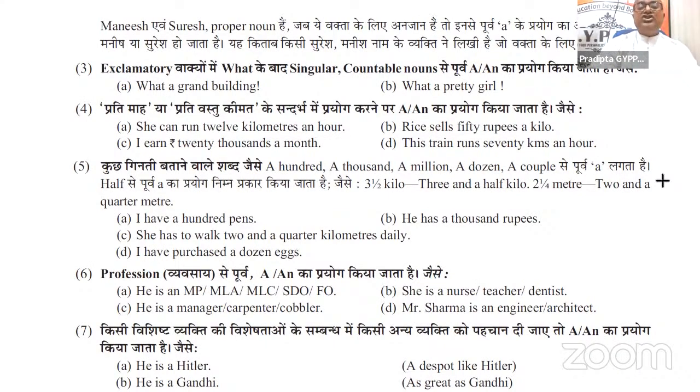Sometimes we use a unit, and the unit is expressed with a. She can run 12 kilometers an hour. Rice sells 50 rupees a kilo, that is, you get one kilo of rice for 50 rupees. I earn 20,000 rupees a month. The train runs 70 kilometers an hour. I hope you all understand. So these are units actually.